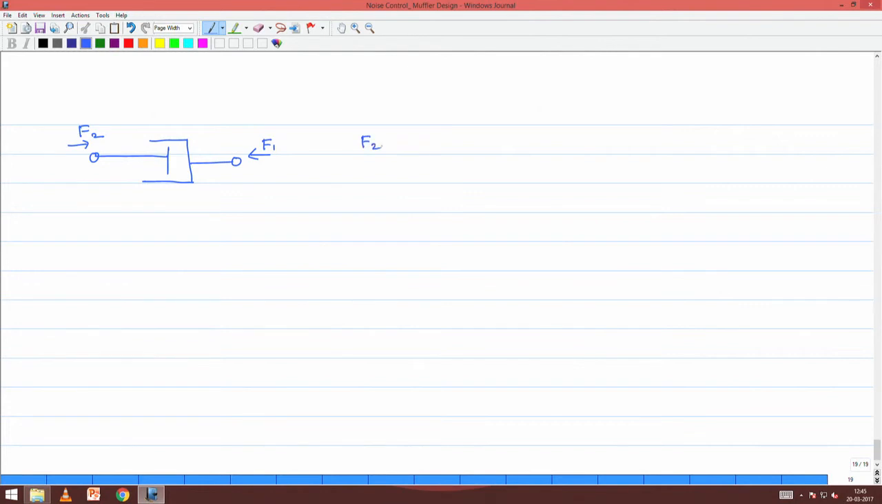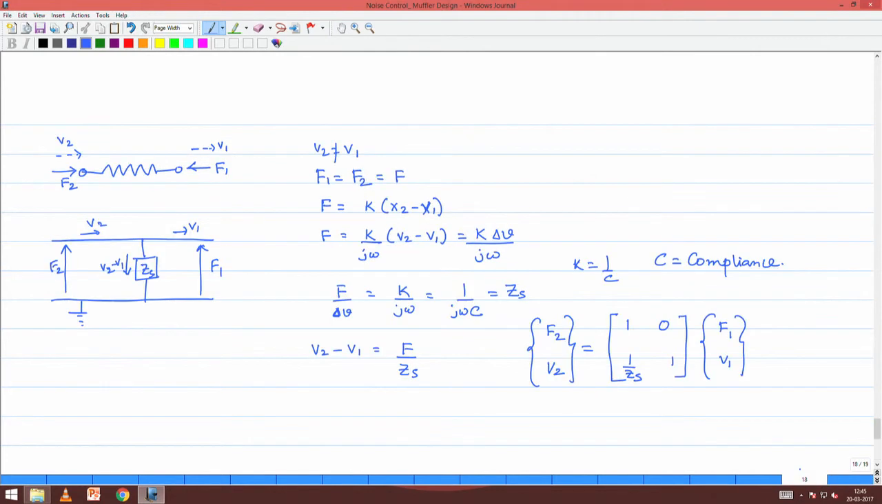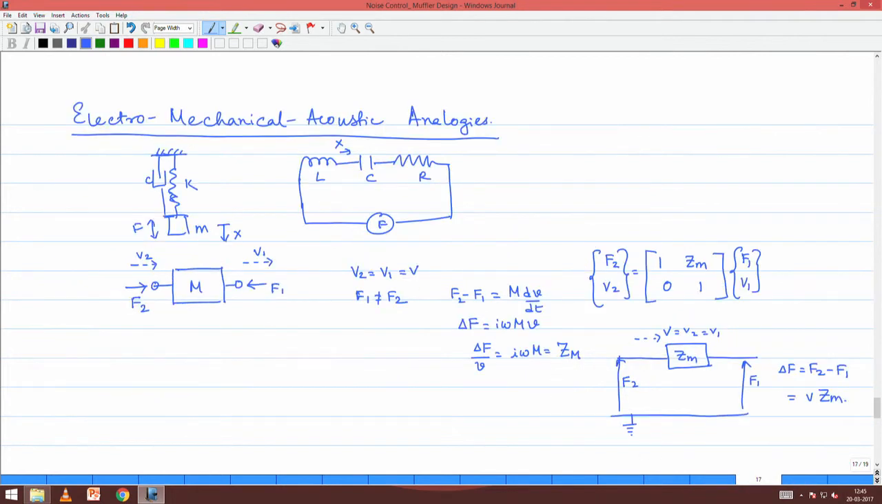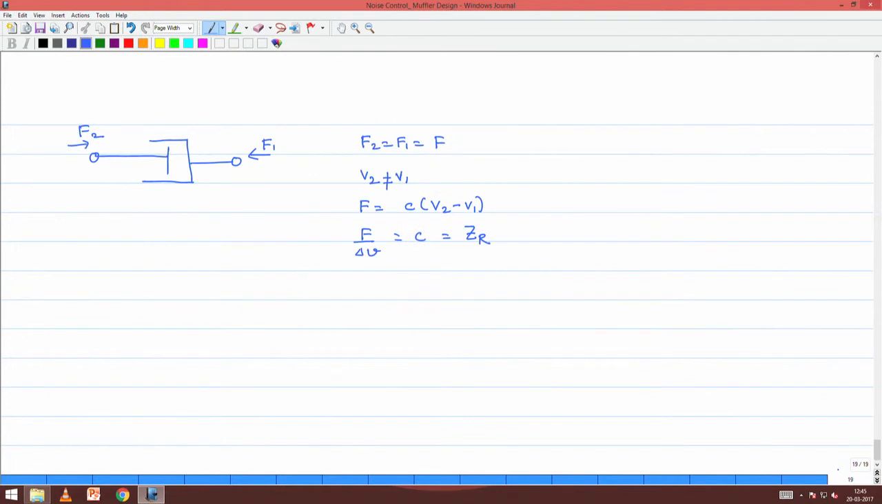Whatever force comes in must also go out. Therefore, we have F2 equals F1 equals F, but V2 is not necessarily equal to V1, and the total force, whether you call it F1 or F2, I will just call it F, is equal to C times (V2 minus V1). That again means F by delta V is equal to C, and this we could call ZR, or the resistance. Please note that the impedance for the spring is imaginary, the impedance for the mass is imaginary, but the impedance for the damper is real.